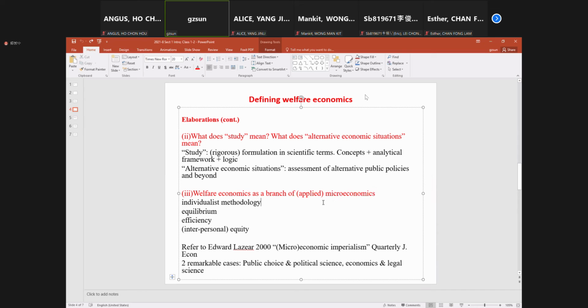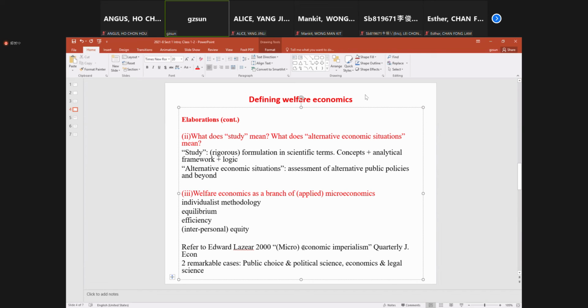What does that mean? Probably you heard about this term, economic imperialism. This term has a good reputation and equally a bad reputation. That depends on who you are. Many economists enjoy the idea because economic science is powerful enough to imperialize other social sciences, but non-economists in general, they hate it. They don't welcome it.